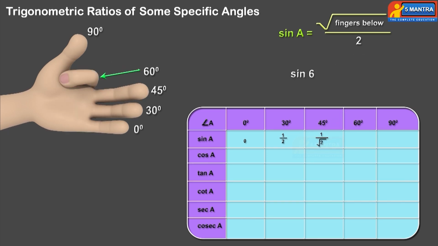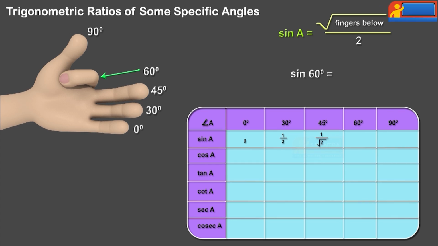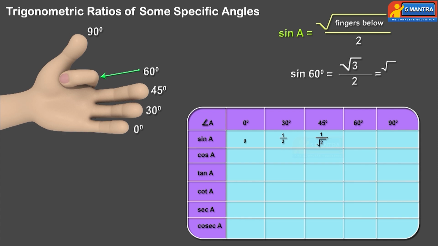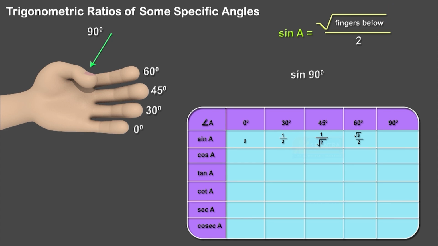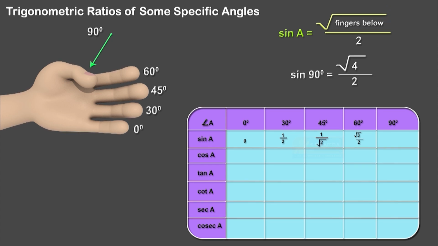Let's find sine 60. If you see below the index finger, there are three fingers. So, as per our formula, we get root 3 by 2. So, sine 60 is equal to root 3 by 2. Let's find sine 90. Below the thumb, you see four fingers. So, we get root 4 by 2, which is 2 by 2, which is 1. So, sine 90 is 1.